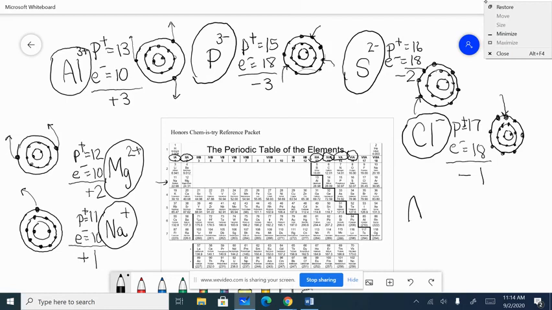Last guy, let's do argon. Argon has 8 electrons in the outside energy level, just like he wants. He doesn't have to want to be like a noble gas. He is a noble gas. So he has 18 protons, and his first 3 energy levels are full. So there's no room for extras. He doesn't want to give any away, and he doesn't have to, and he won't.